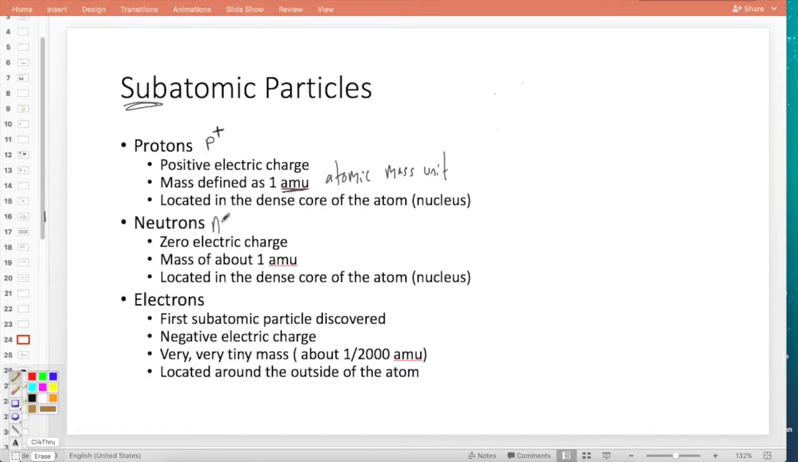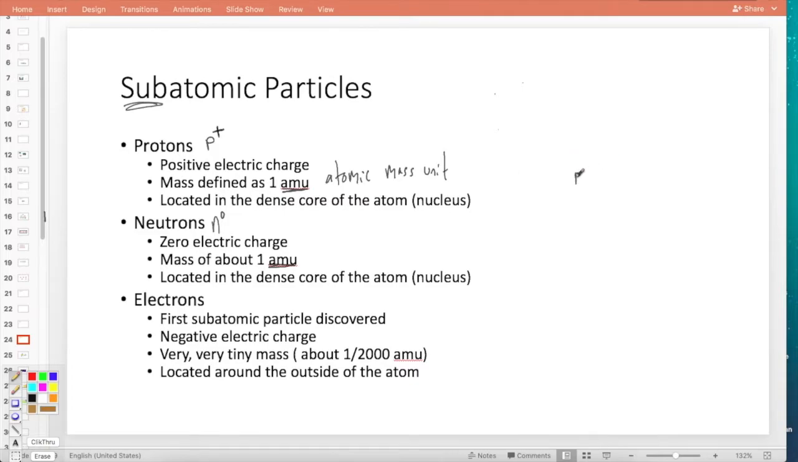Neutrons have this symbol N with a 0. They're called neutrons because they are neutrally charged. They have no charge, 0 electric charge. They have a mass of about 1 AMU. Their mass is actually a tiny bit bigger, but it doesn't make a big difference. And they are also located in the dense core of the atom, or the nucleus.